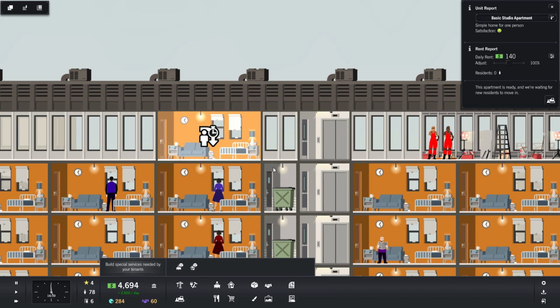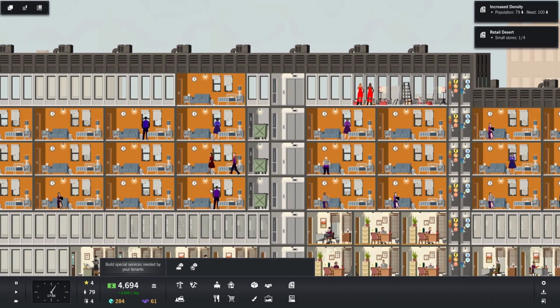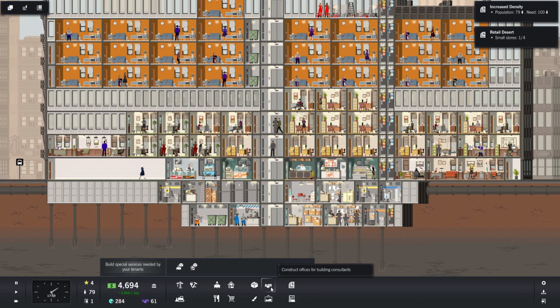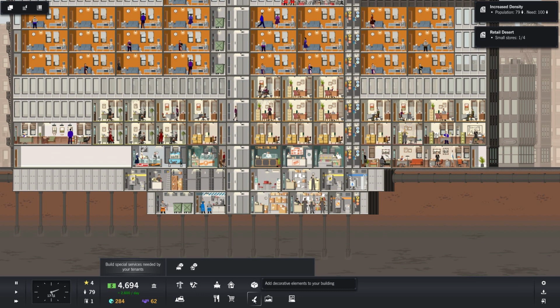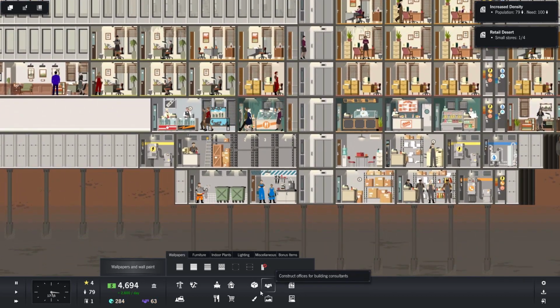This is a basic studio apartment. Apparently, okay, our residents have now moved in. So that is essentially how you expand the whole thing. And it becomes more entailed as you go along, obviously. Like, there are favors that you have to curry with different politicians and whatnot, which will give you benefits.